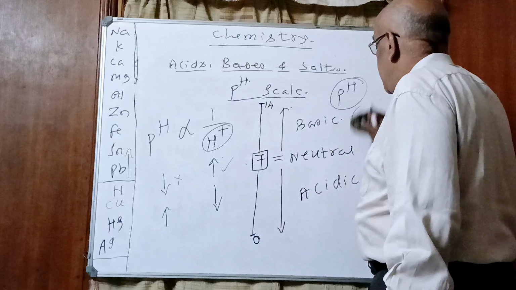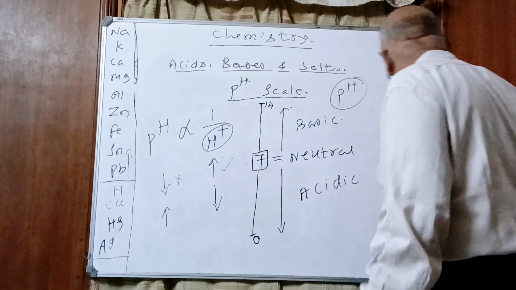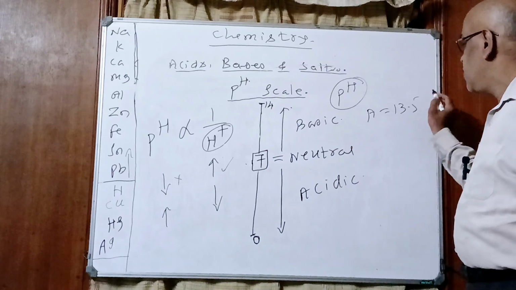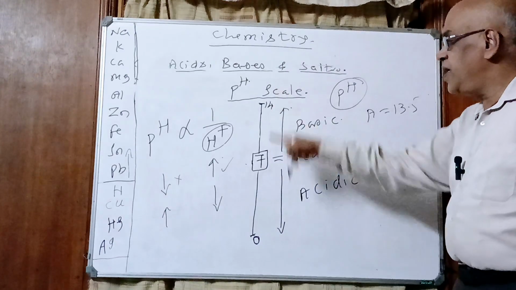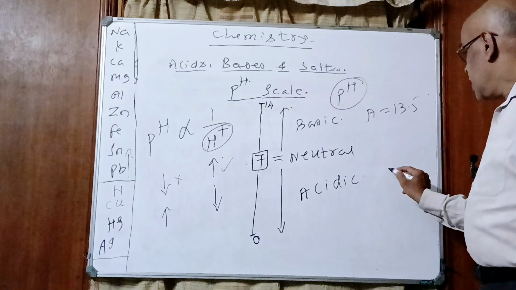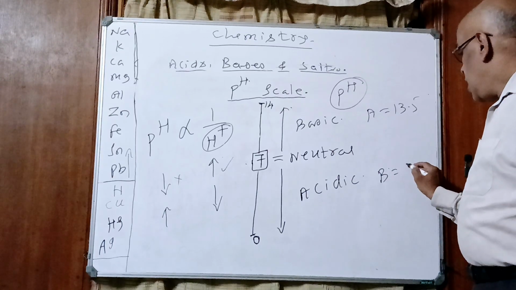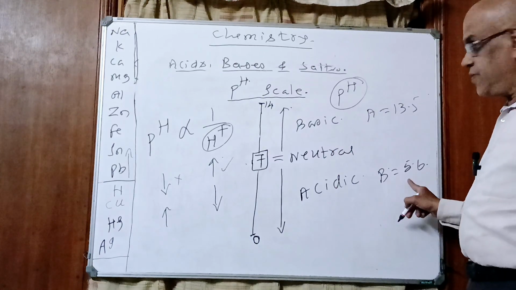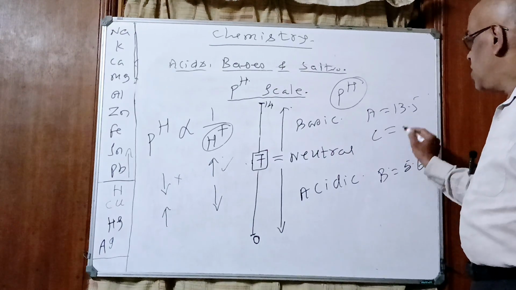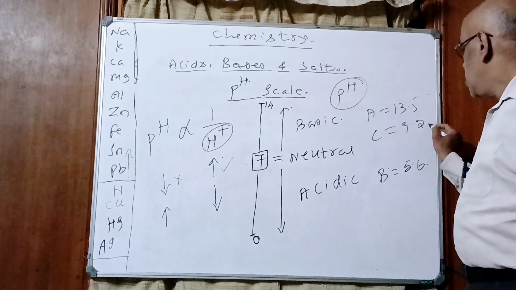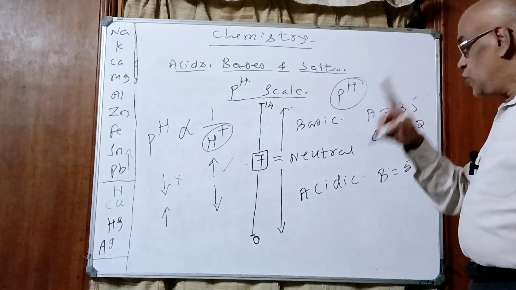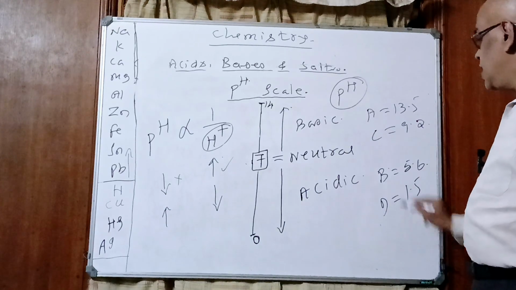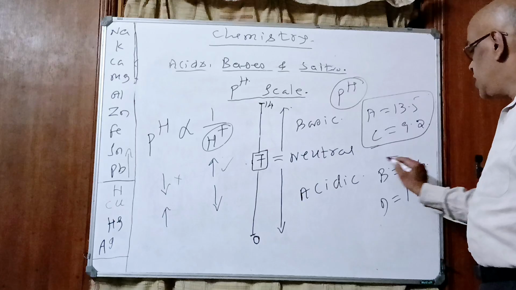Now, from the exam point of view, this question will come. There is a chemical A whose pH value is 13.5. What is it, children? Above 7, basic. Now, there is a chemical B whose pH is 5.6. What is it, children? Acidic. Now, there is another chemical C whose pH value is 9.2. What is it, children? Basic. Don't get confused. There is another chemical D whose pH value is 1.5. These two are bases. These two are acids.